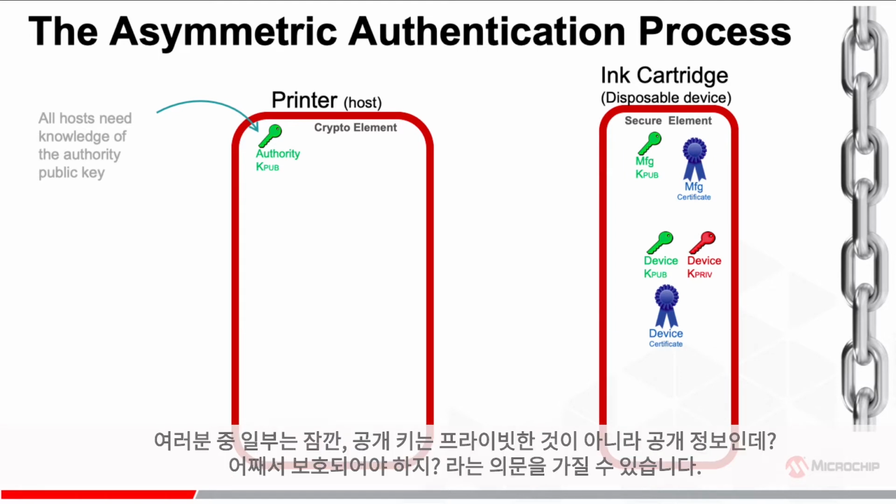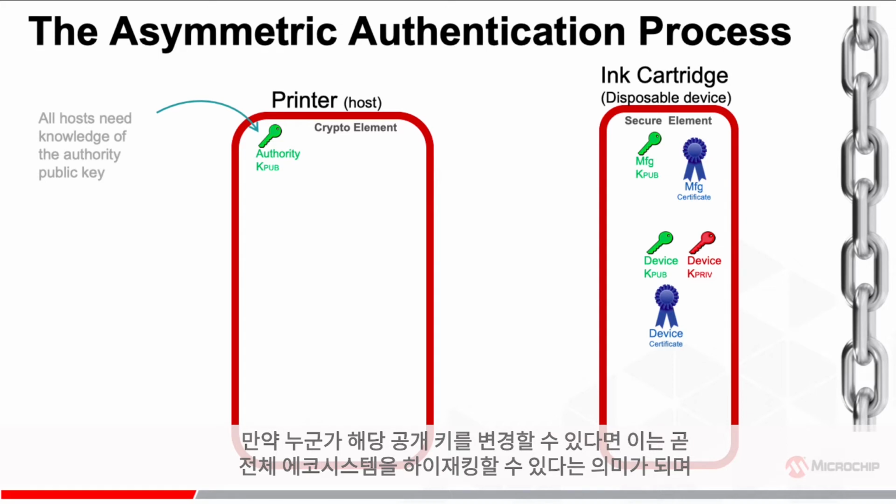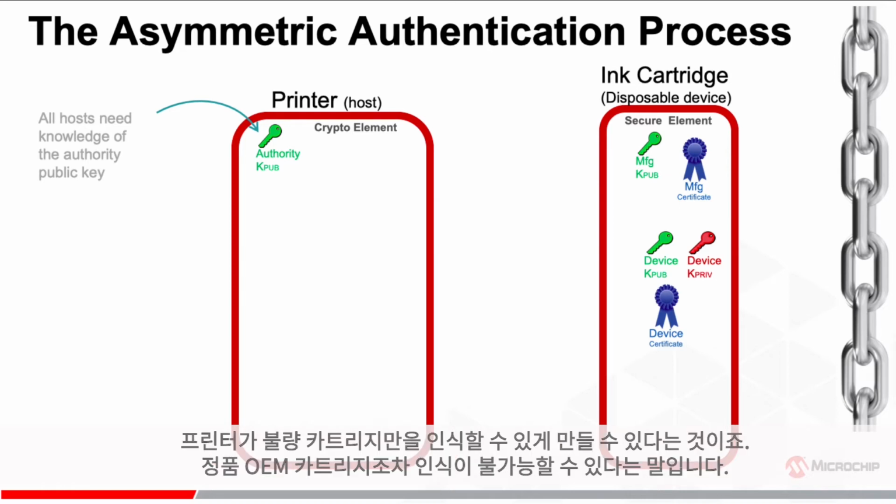Some of you may be saying, wait, public keys are not private. They're public information. So why does it need to be protected? It needs to be protected because if someone were able to change that public key, they could essentially hijack the entire ecosystem and then have your printer only accept these rogue print cartridges. It wouldn't even accept true OEM print cartridges anymore.